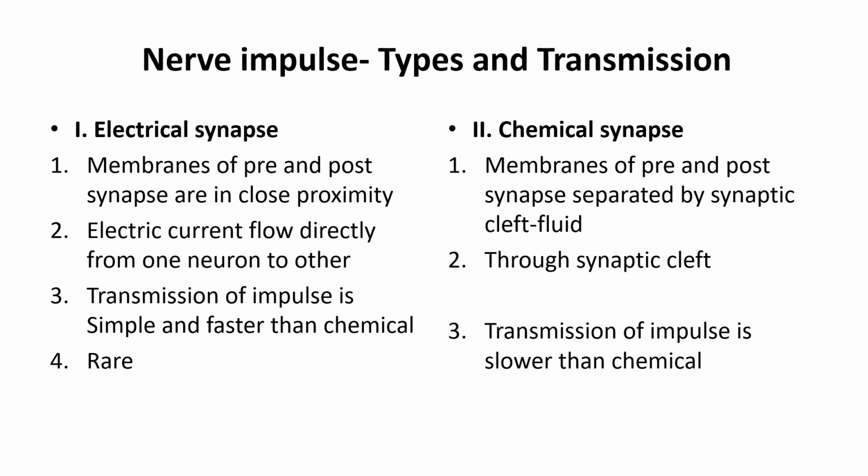Nerve impulse transmission is of two types: electrical synapse and chemical synapse. In electrical synapse, the membranes of pre and post synapse are in close proximity, and in chemical synapse the membranes of pre and post synapse are separated by a synaptic cleft which is filled with fluid. The electric current flows directly from one neuron to the other, and in chemical synapse the electric current flows through the synaptic cleft. The transmission of impulse in electrical synapse is simple and faster than the chemical, and transmission of impulse in chemical synapse is slower. The electrical synapse is rare.